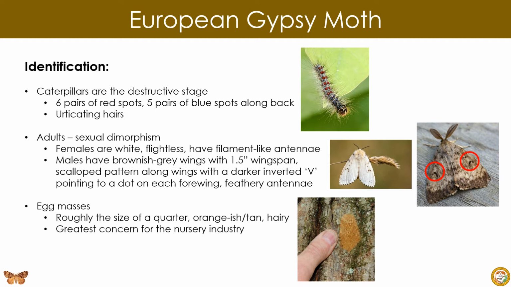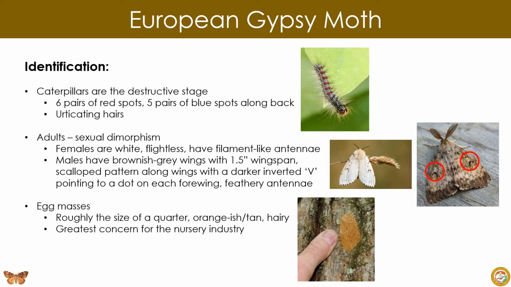Adult females are white, flightless, and have filament-like antennae. Males have brownish-gray wings with a 1.5-inch wingspan and can fly. They have feathery antennae and a scallop pattern along their wings, and usually have 2 dark, inverted V shapes that point to a dot. This is highlighted inside the red circle on the slide.